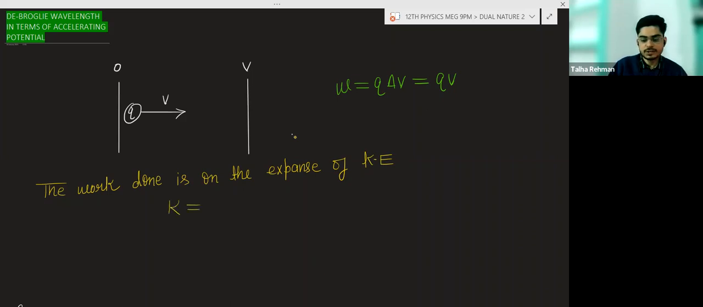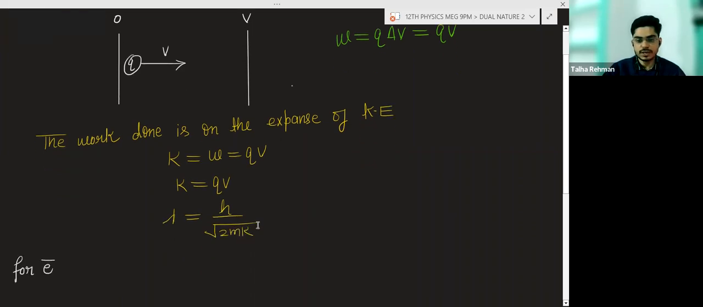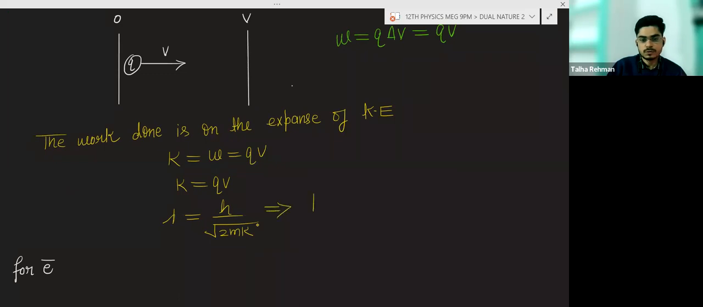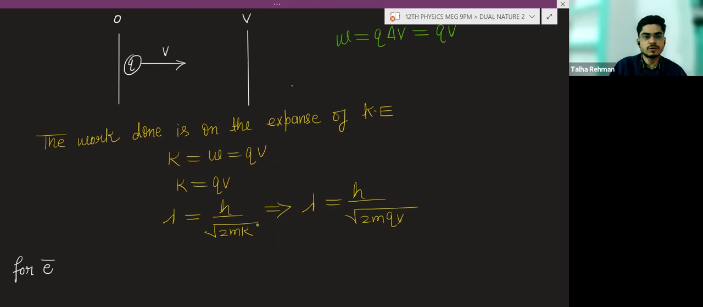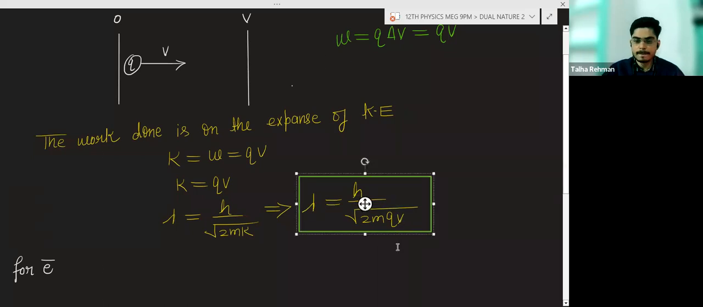So you know that kinetic energy will be equal to work done, and that will be equal to QV. Okay, so kinetic energy will be equal to QV. And what is the wavelength? Lambda in terms of the kinetic energy is h upon under root 2mK. So instead of this K, you can put QV. So lambda will be h upon under root 2m, instead of K we will put q into V. So this will be the formula. This is the wavelength in terms of the accelerating potential.